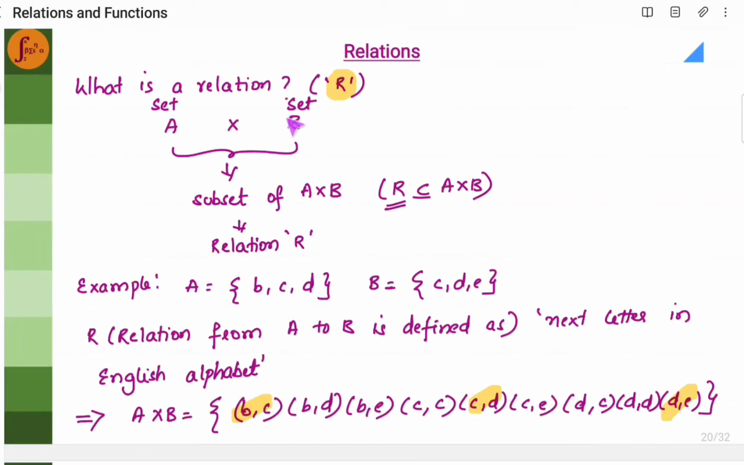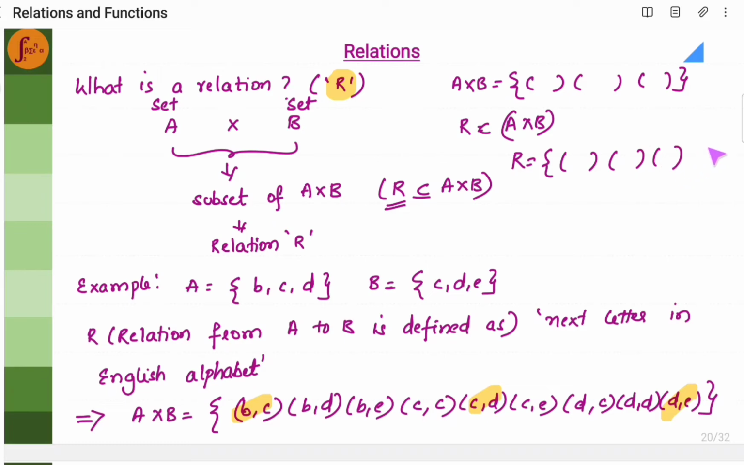What is a relation? Say, for example, we have two sets A and B. When you get the Cartesian product of these two sets, that is when you do A cross B, you get a list of ordered pairs. R is a subset of A cross B. That is, R will have ordered pairs which will be from this particular set itself.